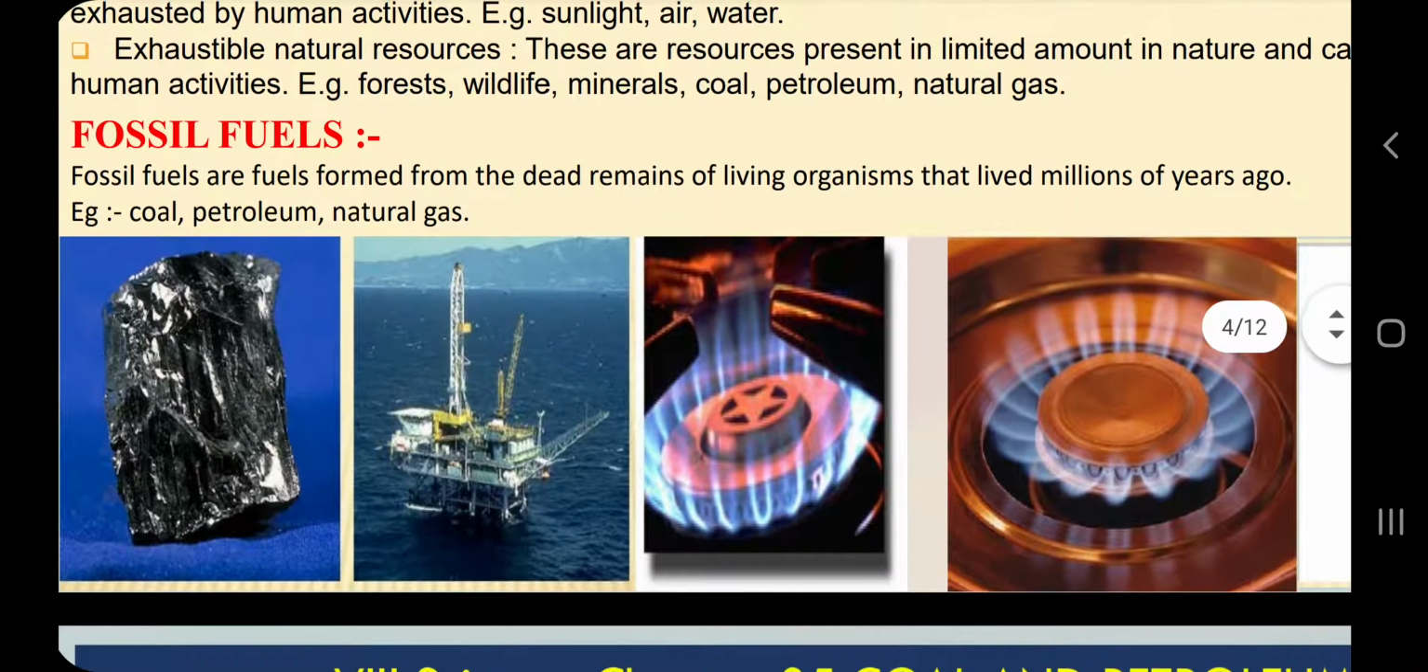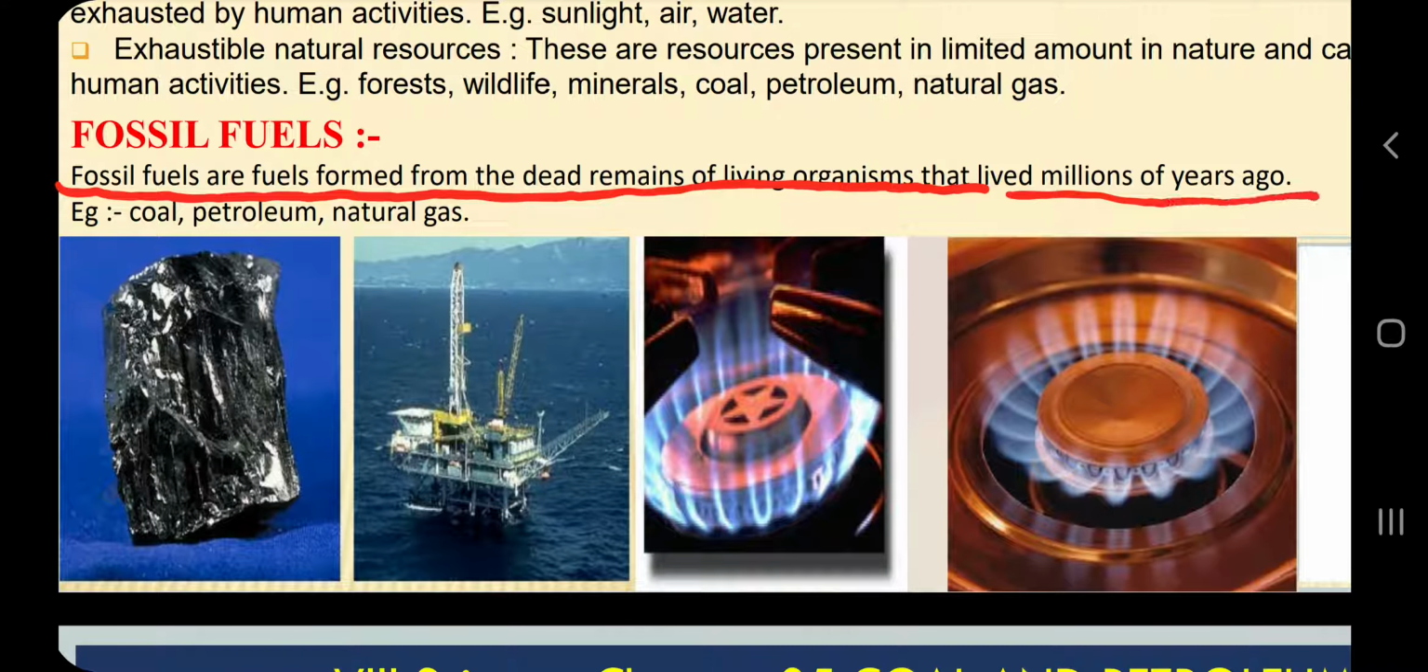Okay, then about fossil fuels. If you are aware of fossils, it is a very simple definition, let me read this statement. Fossil fuels are fuels formed from the dead remains of living organisms that lived millions of years ago. Very simple. Remains of ancient organisms are called fossils, no matter whether they are plants or animals or any other creature. So fuel we are getting from fossils is called fossil fuel.